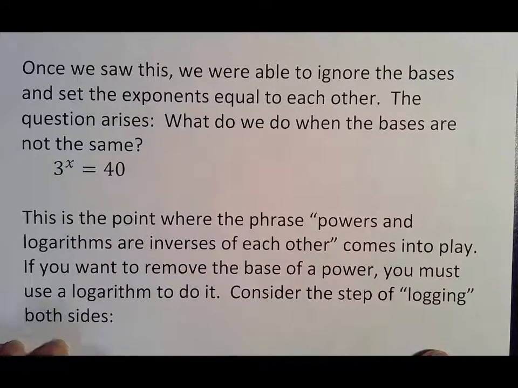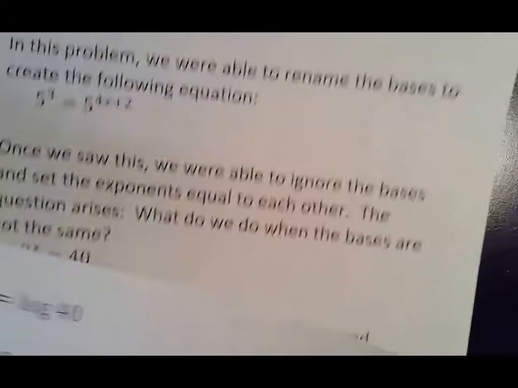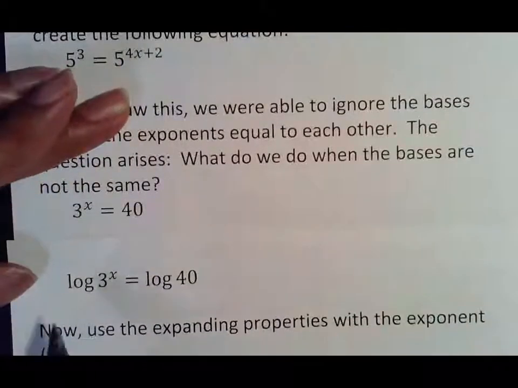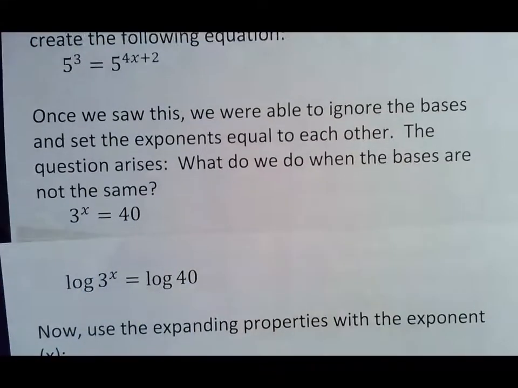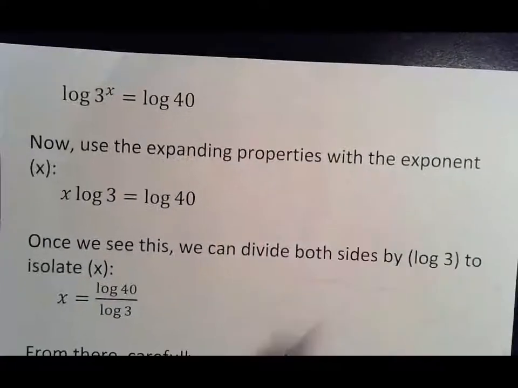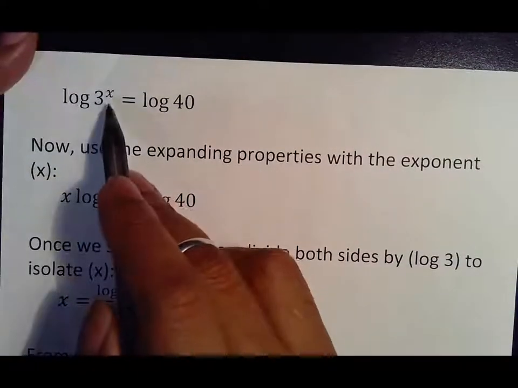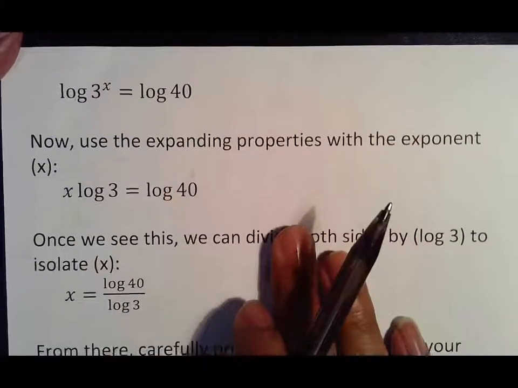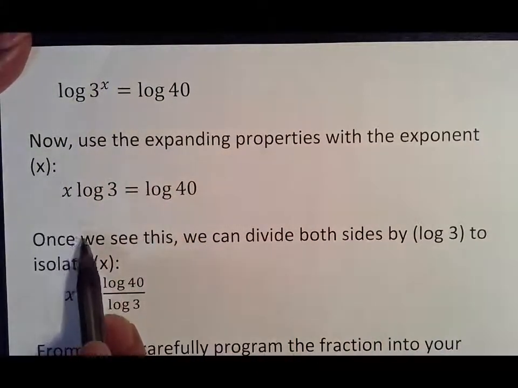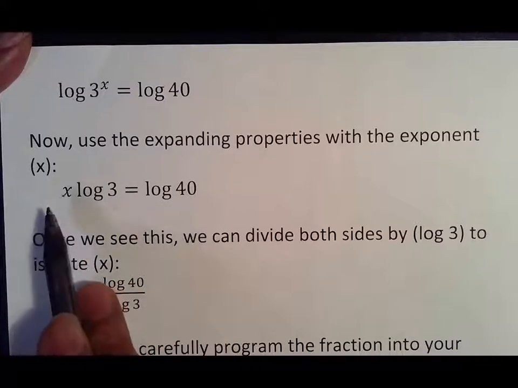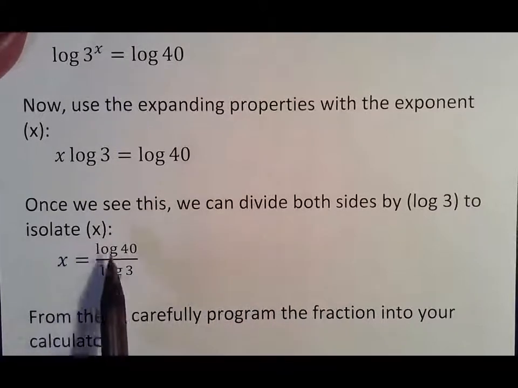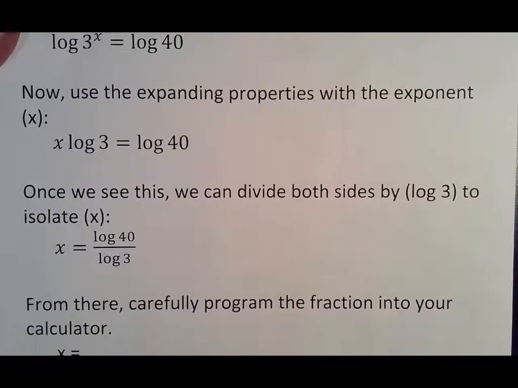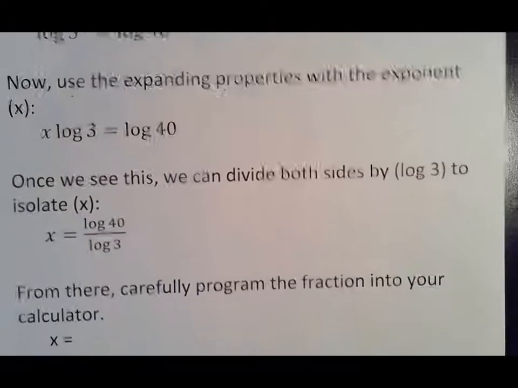So consider the step of logging both sides, is what I would say, is turn this into log of 3 to the x. So put a log in front of this and put a log in front of that. Now we can use the expanding properties with the exponent. So again, based off of what we learned in our last section, because this is in the power, we can actually move that in front, which is what happens here. And then once we have x times log 3, we can move to log 3 by dividing by log 3 on both sides. And then from there, carefully type that into your calculator.